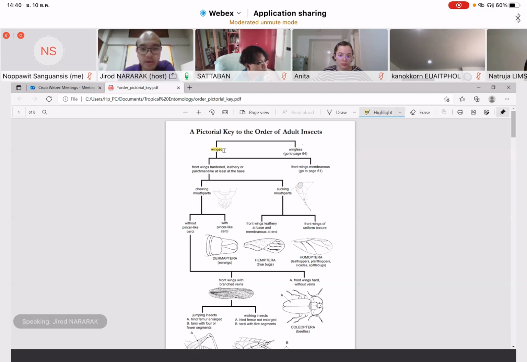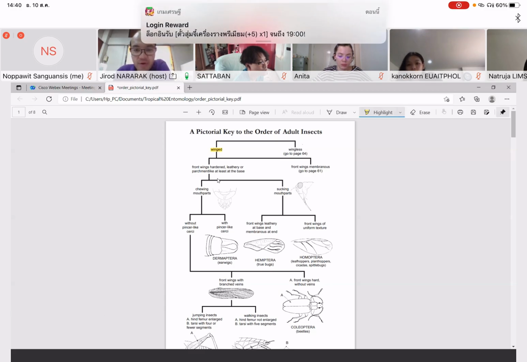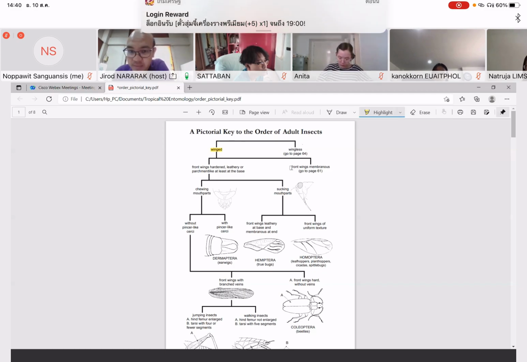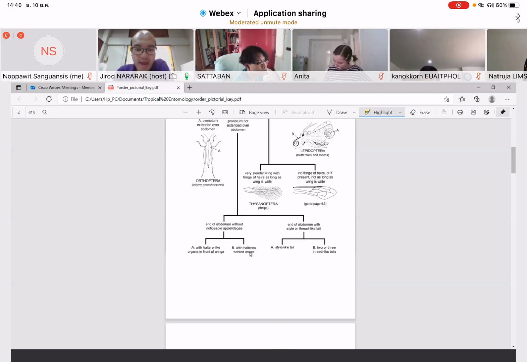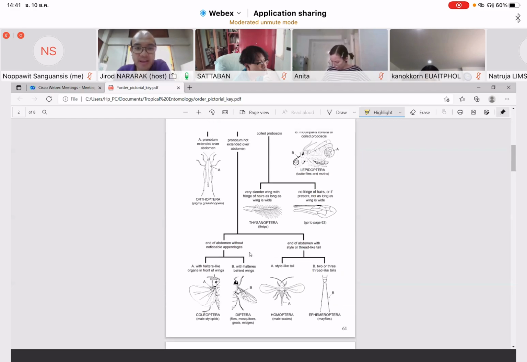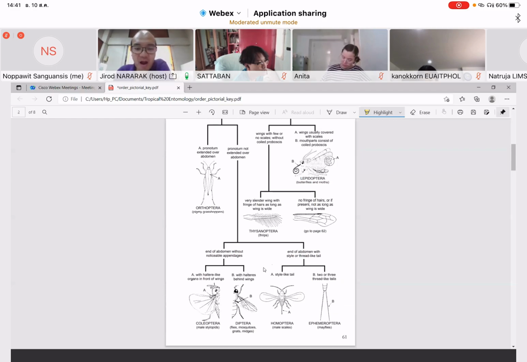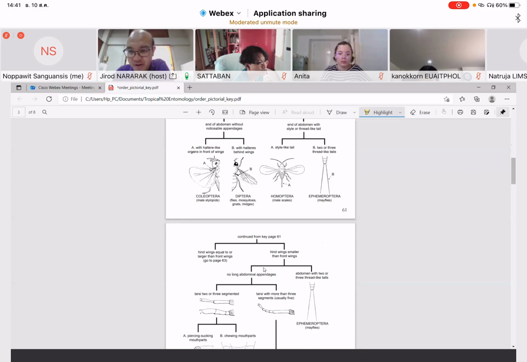Highlight. You can do like here. They have wings, and you go for the next one. Front wing membrane, front wing hardened. So the butterfly is the membrane, right? They are covered with scales. So you highlight like this, and then go to page 61, and you follow until you get the answer, the Lepidoptera.